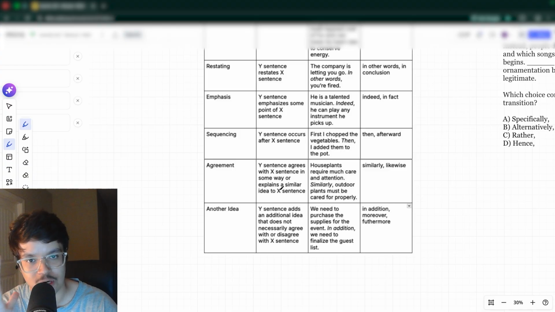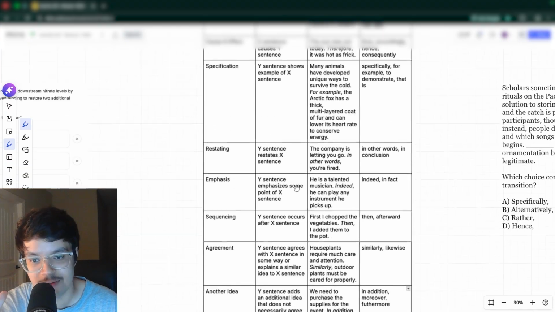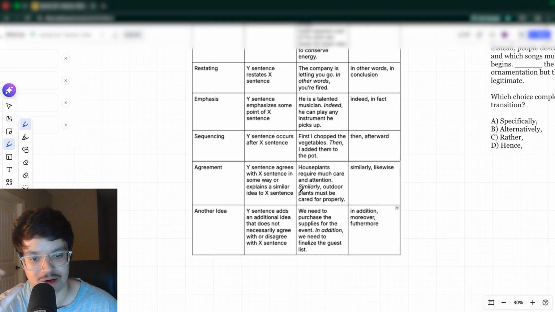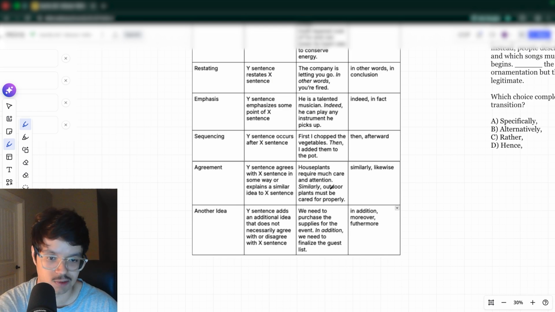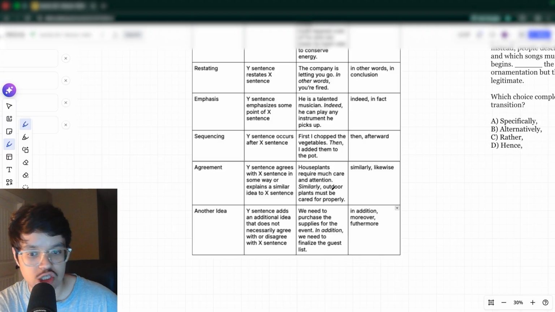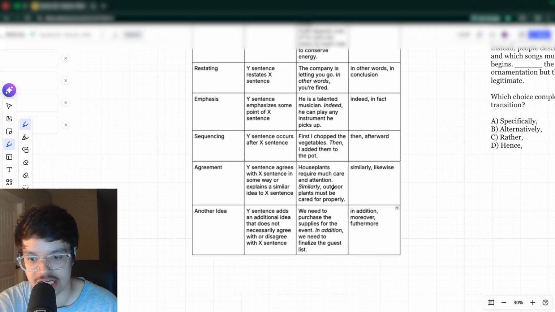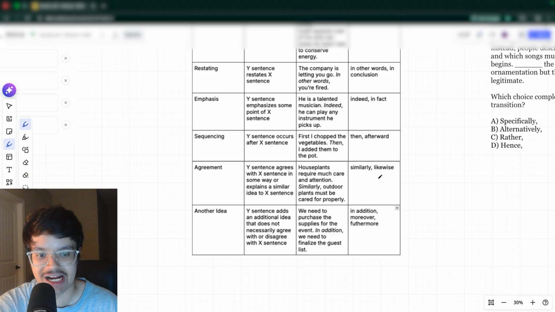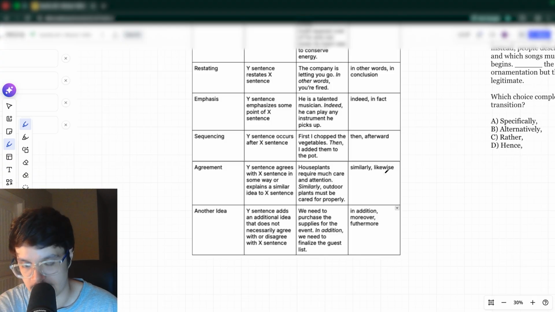So this may be a little bit weird when you first realize it. You probably understood the rest of these. Maybe this is the first one that seems a bit weird, but here's an example. Houseplants require much care and attention. Similarly, outdoor plants must be cared for properly. So you can see here, it's basically just saying 2 different ideas, but the second idea really goes along with what the first idea was saying. And you can probably just identify this when it happens, like similarly, likewise, those kinds of words.